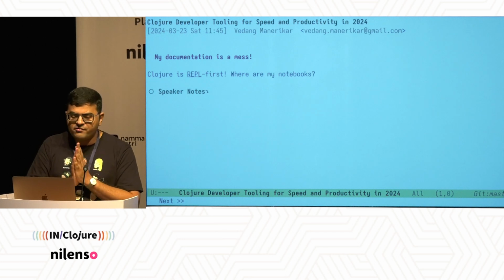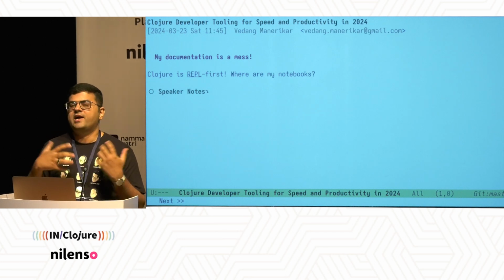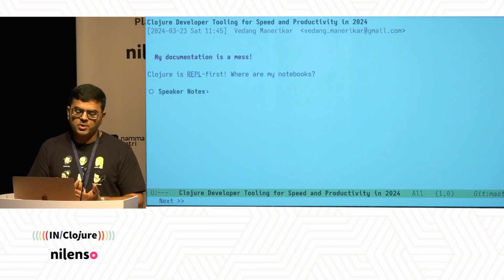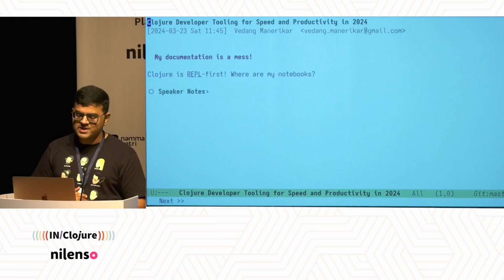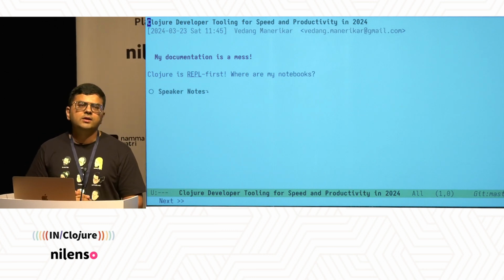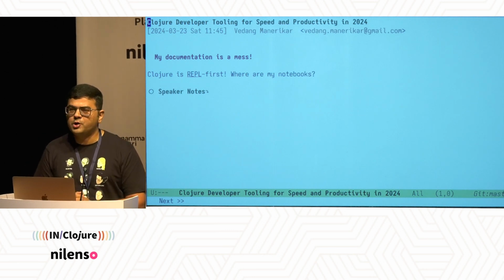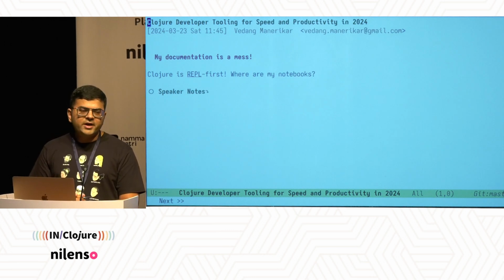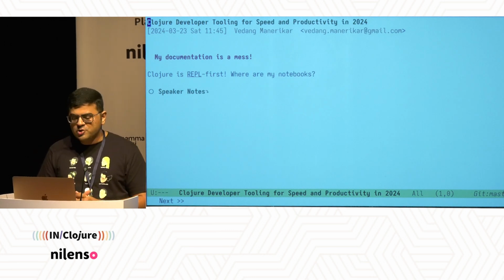Okay. So I have a code base. I have started the REPL against it. I am writing code against it. The next problem is documentation, right? My documentation is a mess, is a little bit harsh, I think, but I would like documentation to be beautiful to see. I would like documentation to be easy to share with people. And I would like documentation essentially to be like Jupyter notebooks, right?